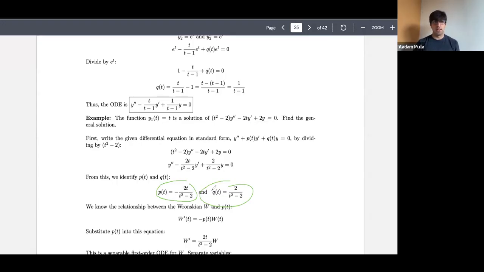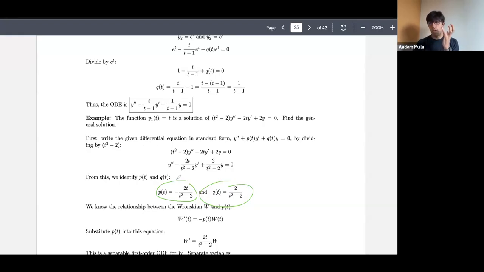So just as logical steps, in the previous problem, we were given the two solutions, we found w, we used w to find p, and we used p to find q. And then we plugged in p and q, and that was our answer. Here, we're given p and q, we're going to use p to find w, okay? And then we're going to use w in combination with one of these solutions already to find the other solution, okay? Confusing? Let's walk through the logic.